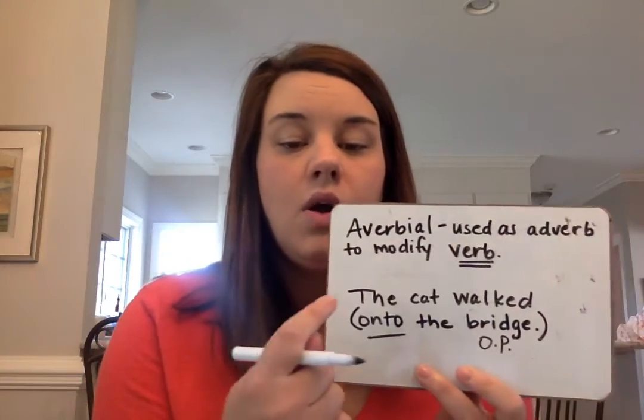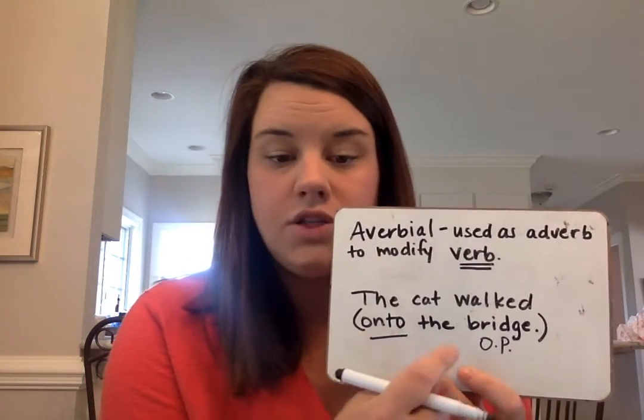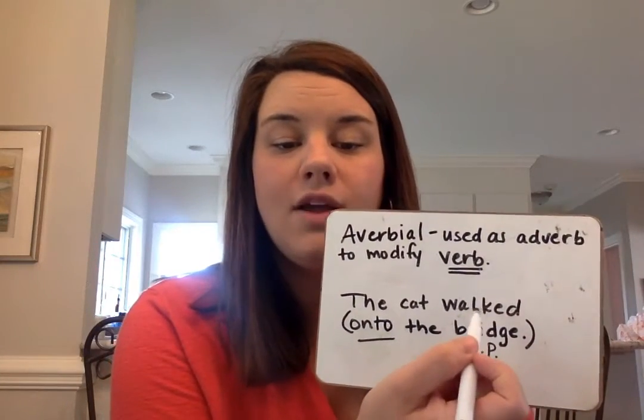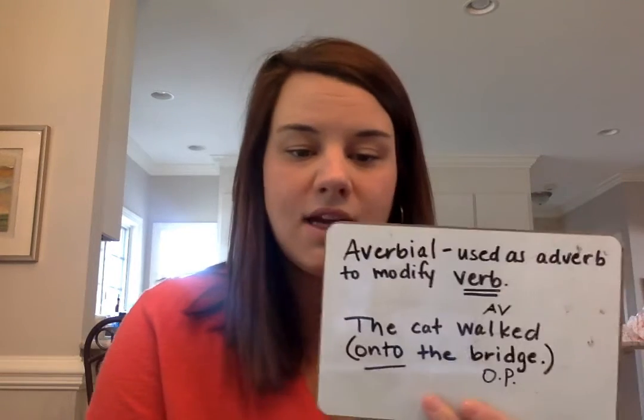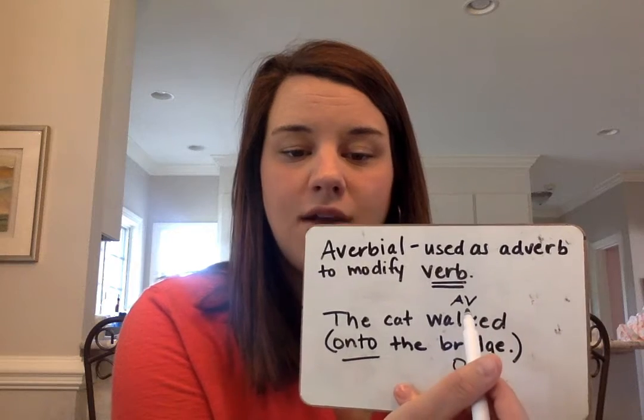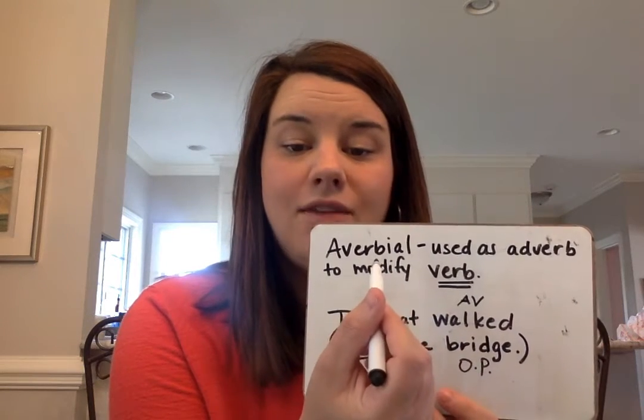So now, what is it modifying? Onto the bridge. What does that phrase do? It describes where the cat walked. And since walked is an action verb, then this prepositional phrase is used to modify a verb, so we call it an adverbial phrase. Now I'm going to show you an example of an adjectival phrase.